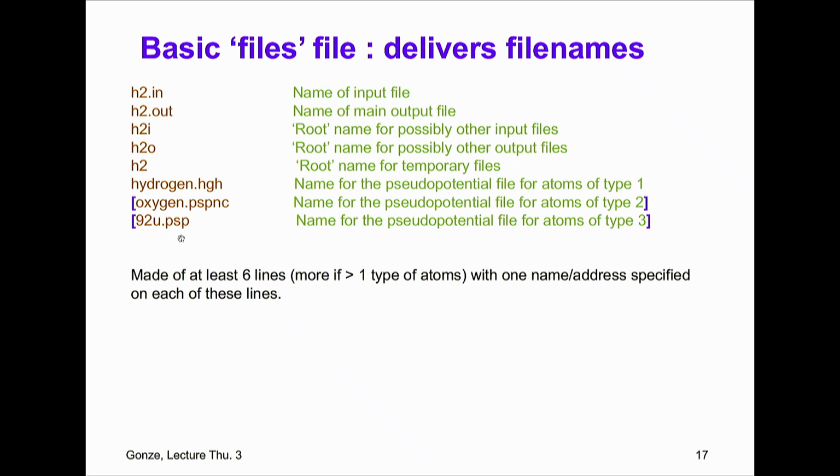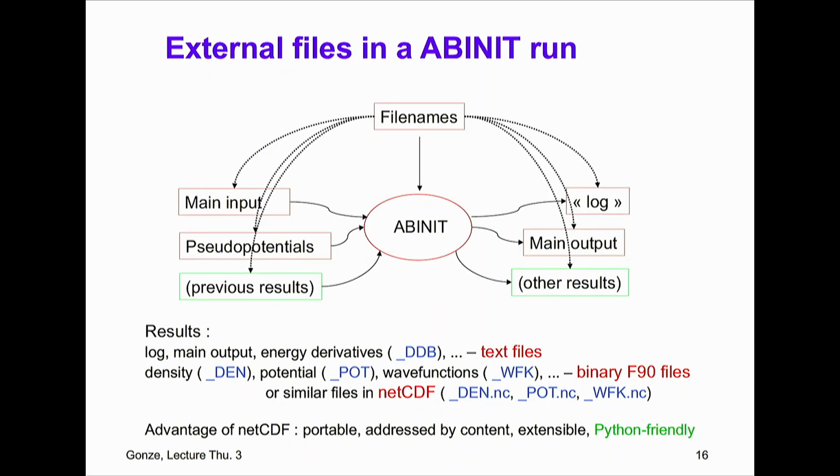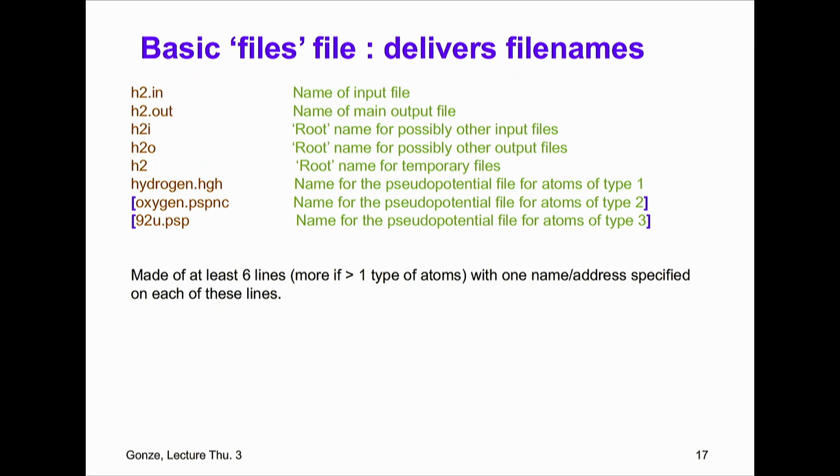So this is a basic file, the one that delivers file names. And I will take the example here of simple H2, the dimer of hydrogen. The first name here will be the name of the input file. You see, the name of this main input. The second name will be the name of the main output file. Okay? And then I cannot specify all the file names. I have tons of such files.